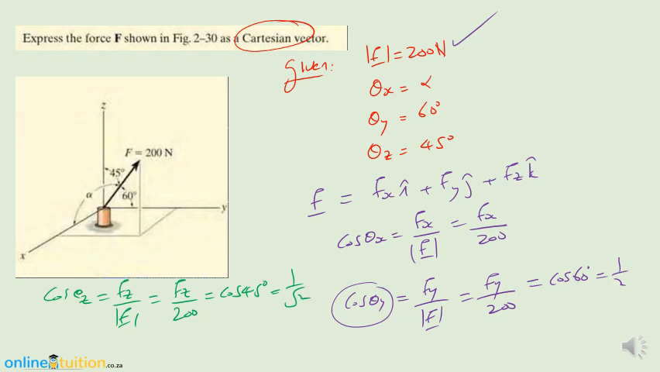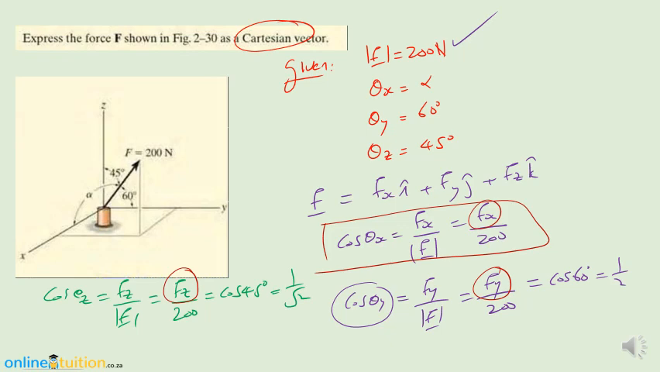Let me mark this in this beautiful red. We do have Fz. We do have Fy. The problem is we don't have Fx. Why? Because we don't have theta x. So I'll give you a few seconds to think about this very carefully. How do we get theta x? Because once we've got theta x, we've got Fx.